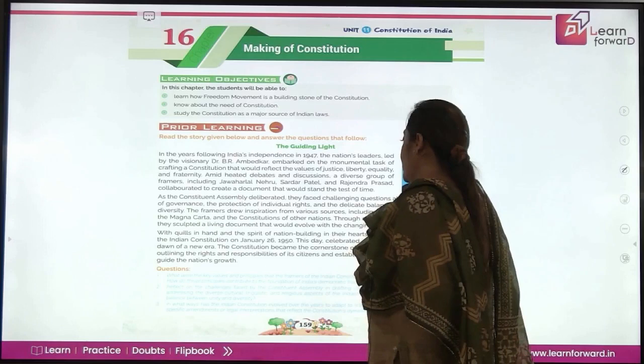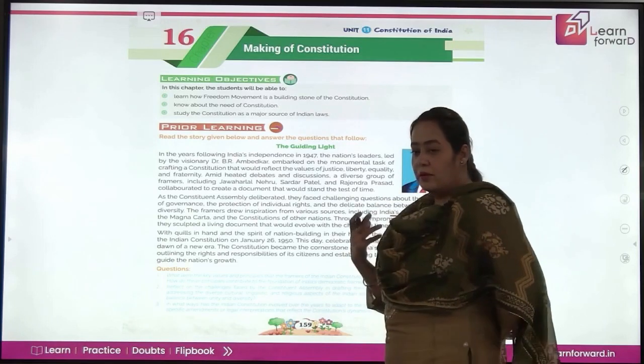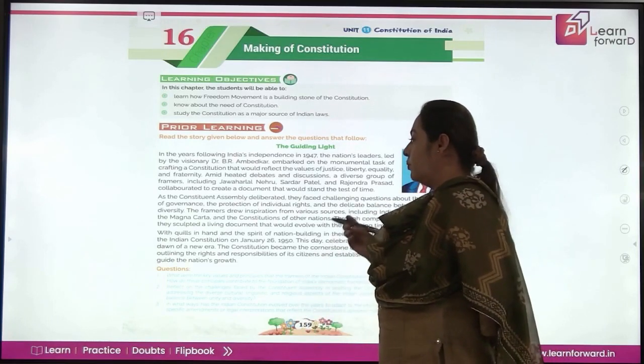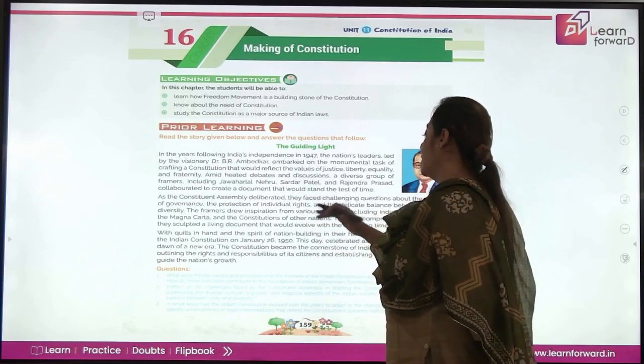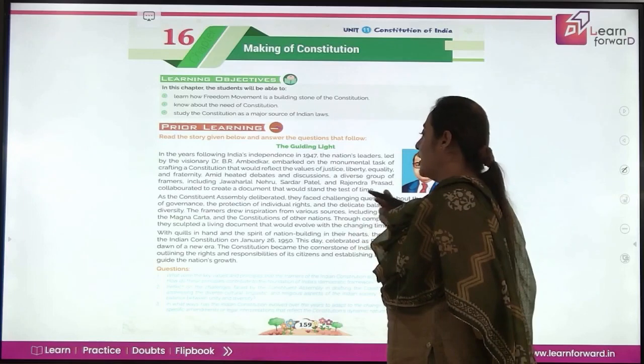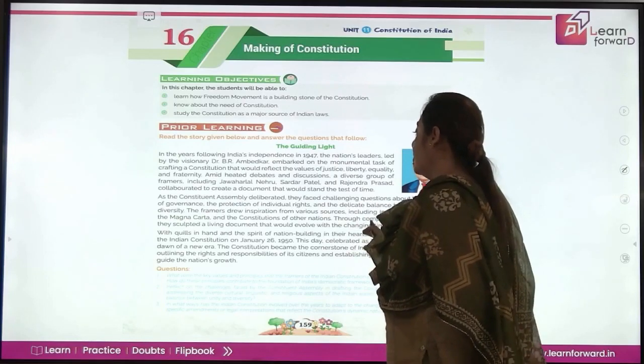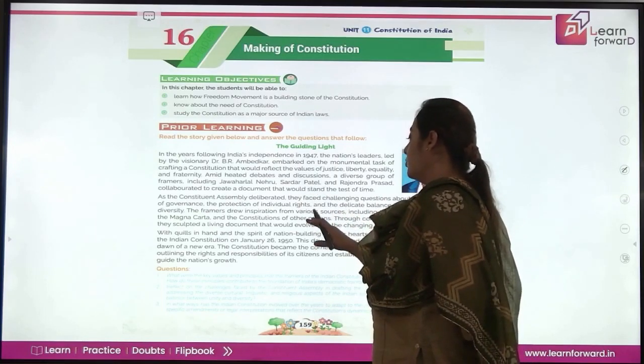So now we got the independence. Now there was a problem of having the law in place. So all these framers who were framing the laws had taken inspiration from different constitutions.